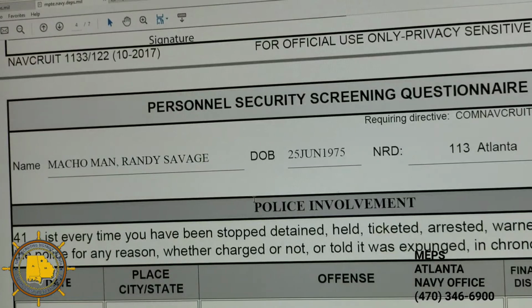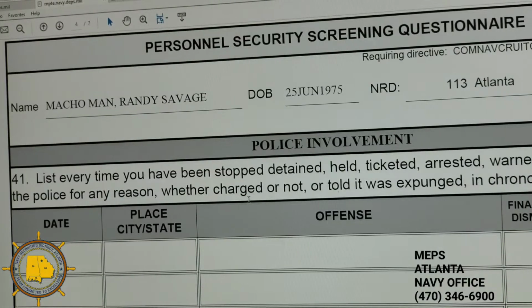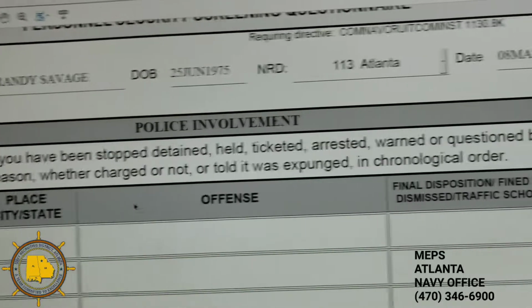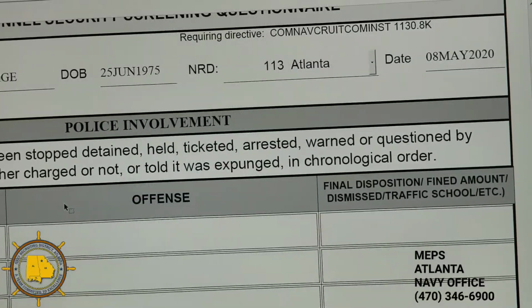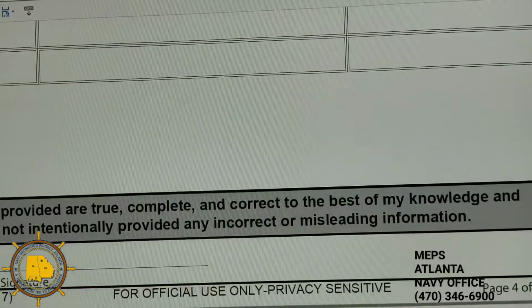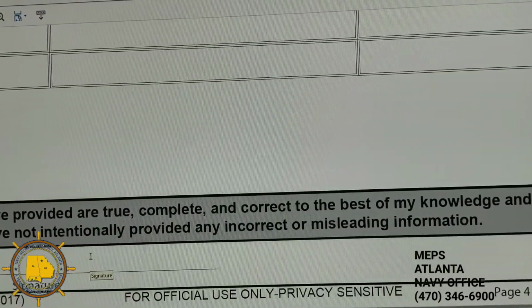The second page is going to be police involvement. Now, if they've had any involvement with the police, it could be anything as simple as a traffic violation, anything more complex as a felony, they're going to put that information here. If they can't remember the exact date that they got the citation, then they're going to put as close to the approximate date as possible. Month and year would suffice in that block. If they've never had any issues with the police whatsoever, then they can leave this block blank, come down to the bottom of the page where it says signature, sign, and continue on to the next page.